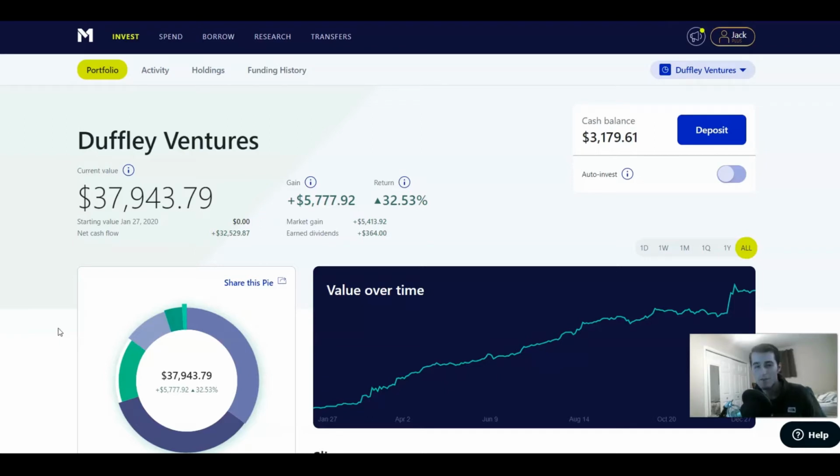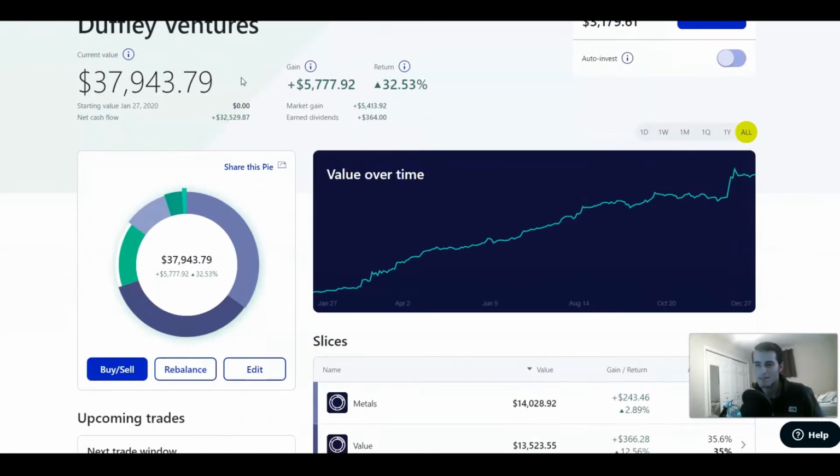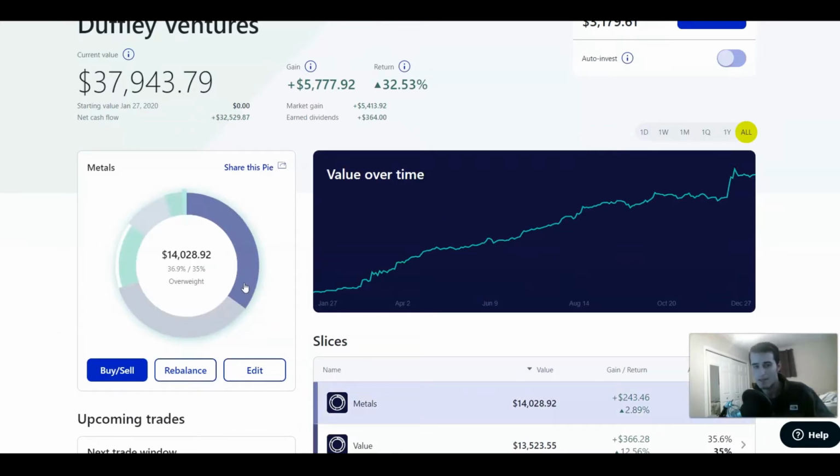But today I want to go over the M1 Finance Pi system and how M1 Finance works in general on the investment side and kind of the main benefit to M1 Finance, which is this Pi system. So what do I mean when I say Pis? Well, a Pi on M1 Finance, this is my portfolio right here. You can actually copy it by copying the portfolio. I'll go ahead and link it below.